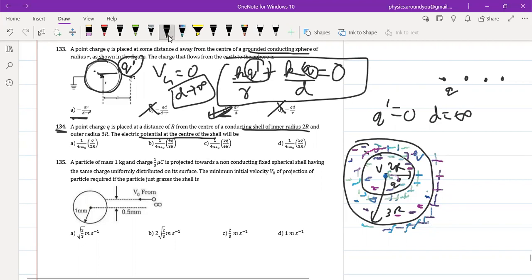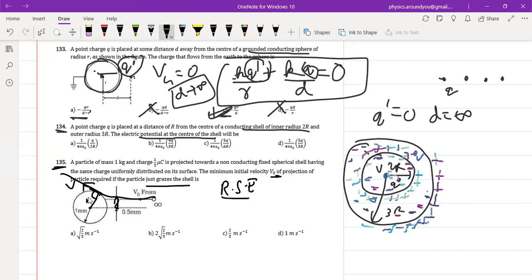What are the core concepts for question number 135? It is very similar to Rutherford's scattering experiment. Gold foil, alpha particles from infinity. This distance is 0.5 mm. What should be the minimum V naught such that the particle just grazes the shell? It means it comes like this. Yes, just grazes the shell. So the final velocity over here, V, should be perpendicular to the sphere.